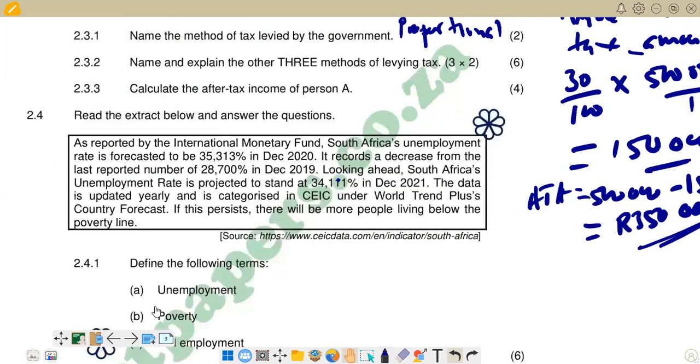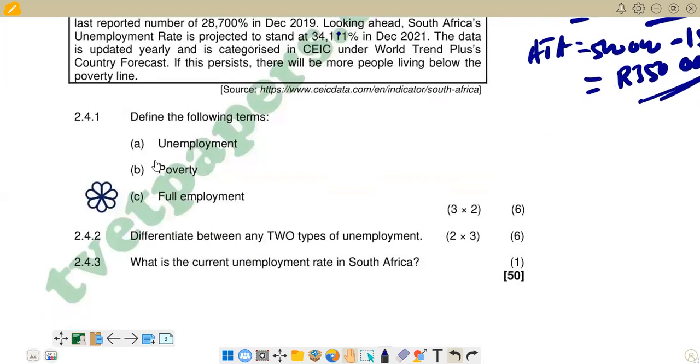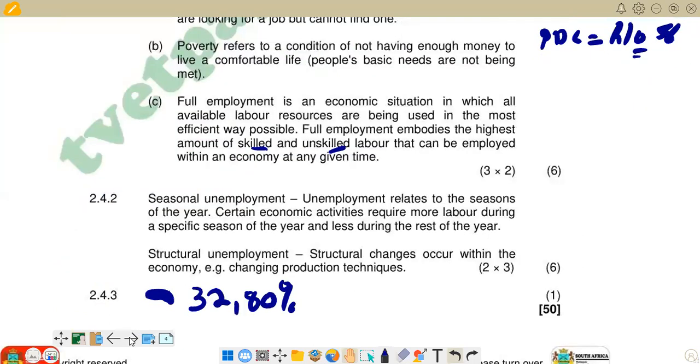On 2.4.2, the question is saying differentiate between two types of unemployment. Any two types of unemployment. If you look here, we've got many types of unemployment. We have frictional unemployment, seasonal unemployment, structural unemployment. The ones that we've picked here are seasonal unemployment and structural unemployment.